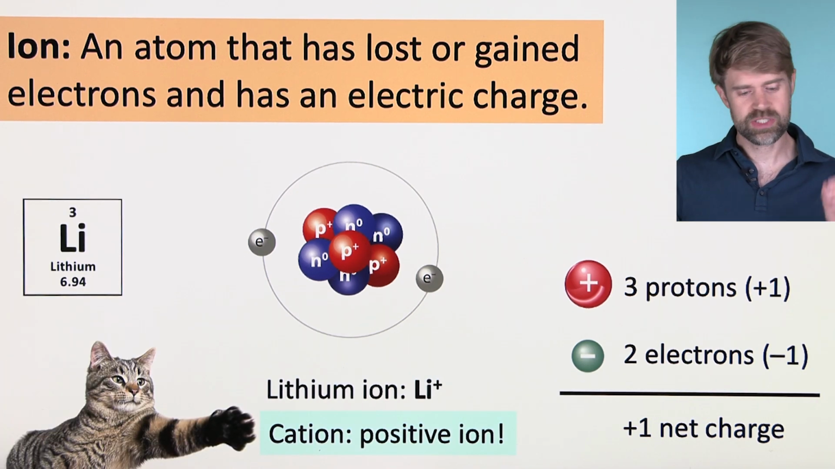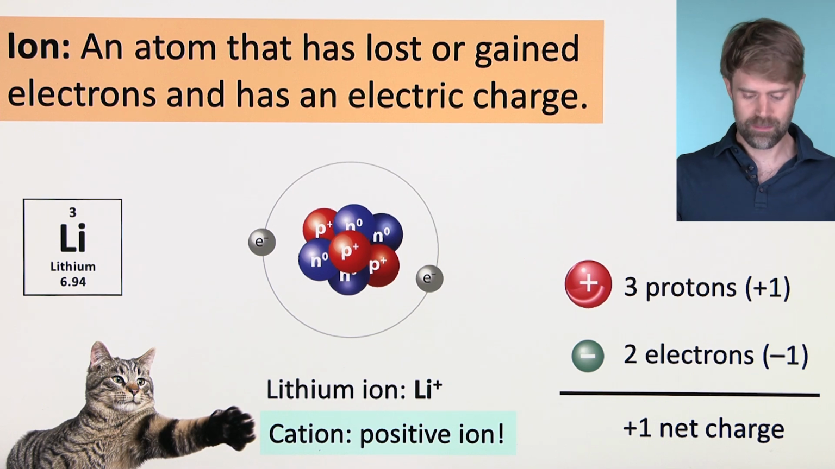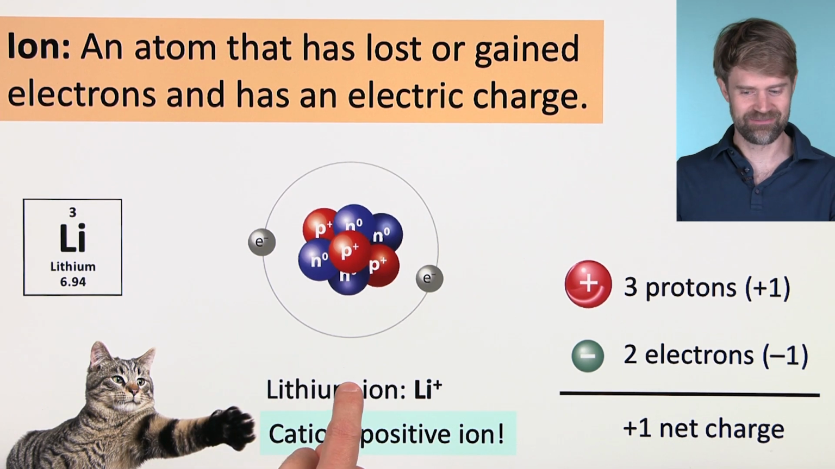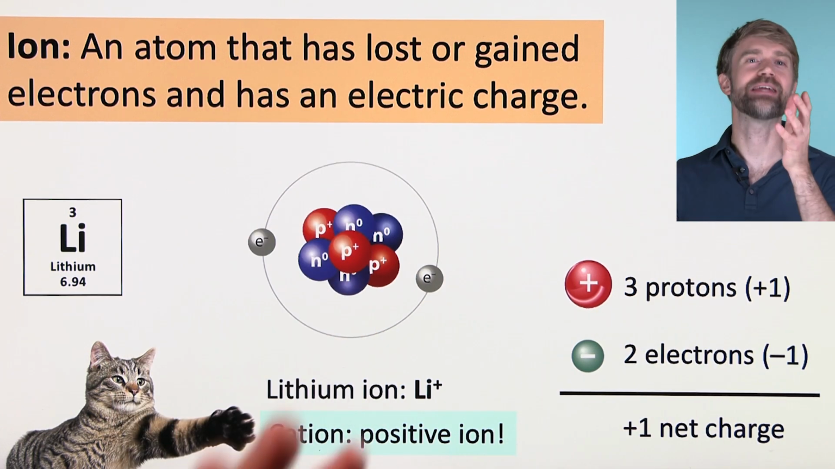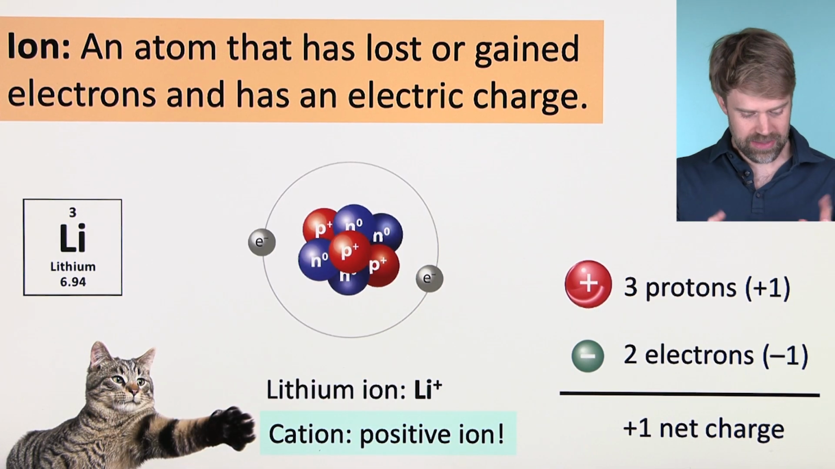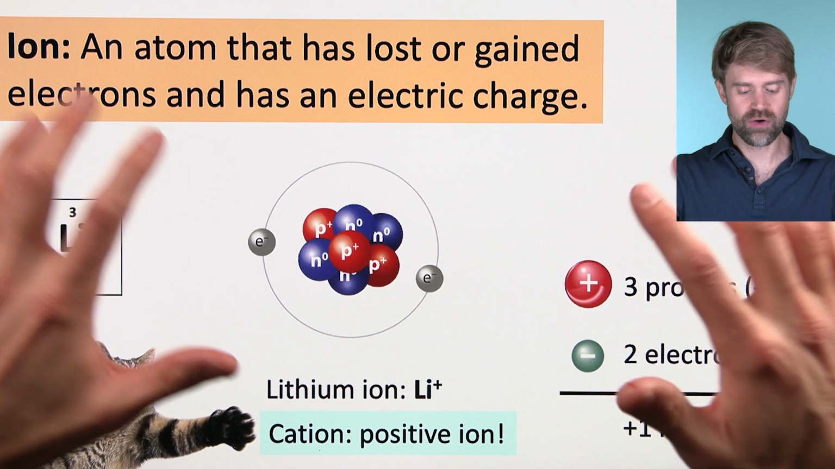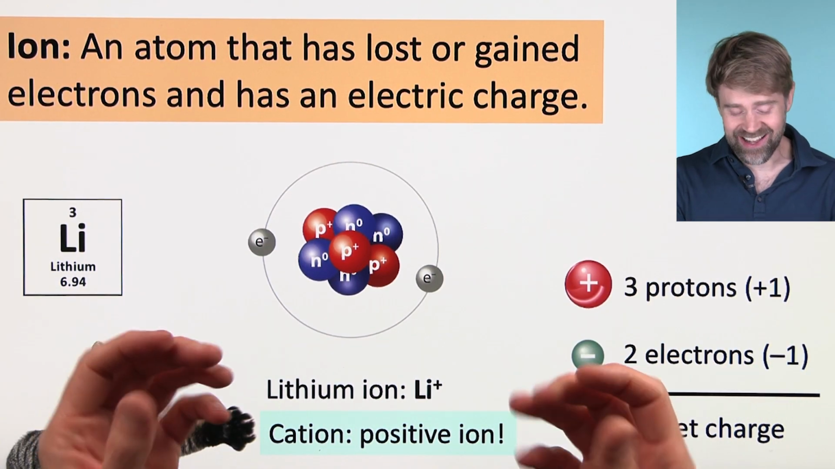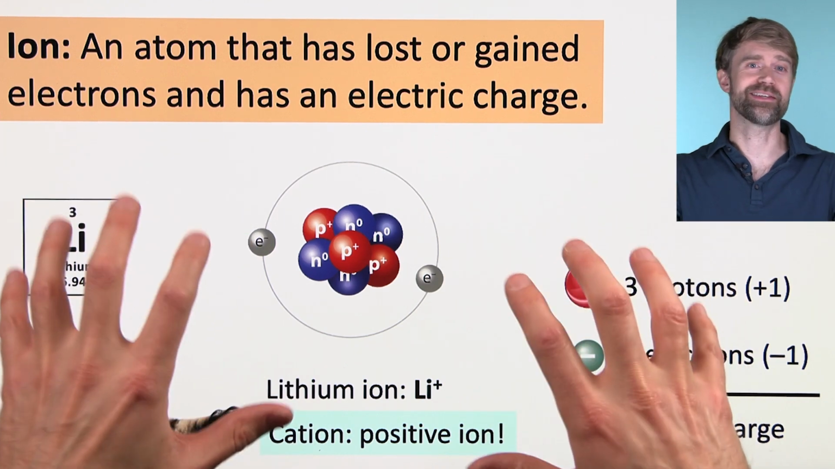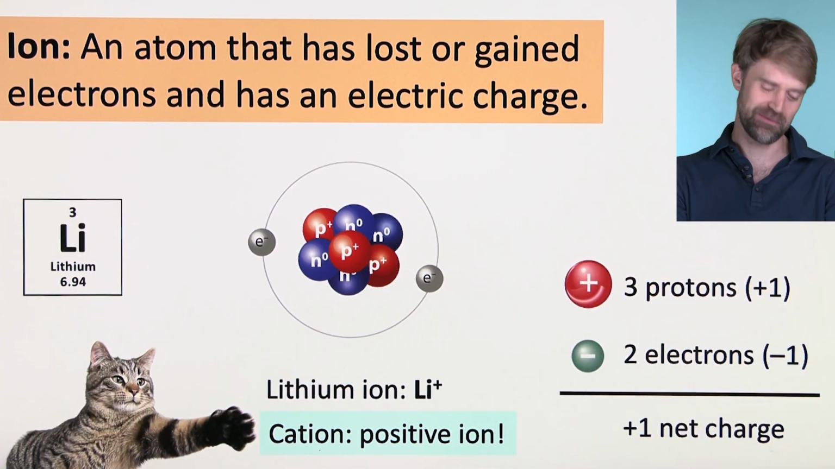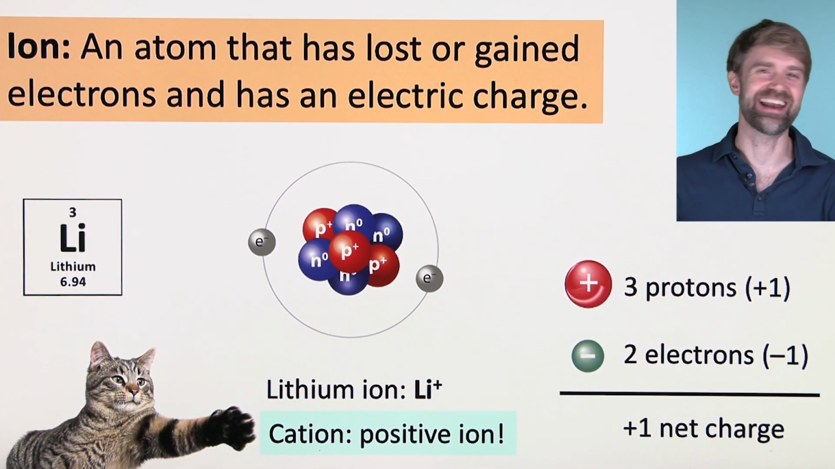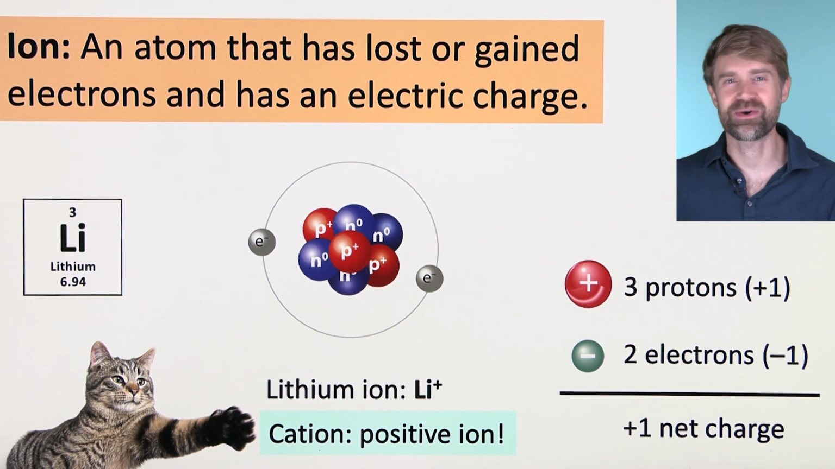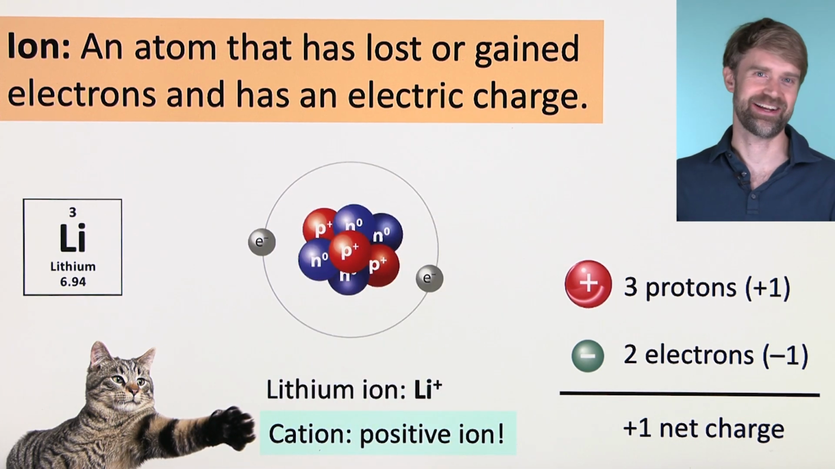Furthermore, there's a special name for a positive ion. We call it a cation. Here's one silly way to remember this. Think that cats have paws, right? And a cation is positive. So, positive cation.